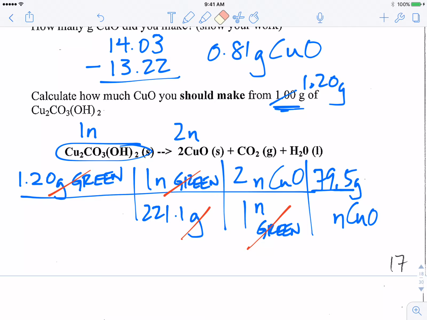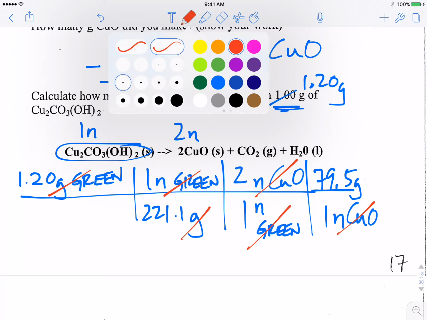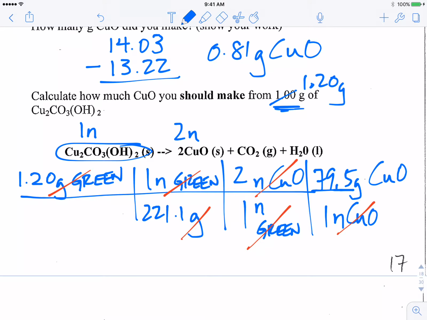Okay, I'm just going to erase this for now. So for every 1 mole, my units of copper oxide cancel out. And now I'm just left with units of grams, and I should be a little bit more explicit here. That's grams of copper oxide. Okay, so the only units I have left are grams of copper oxide, which is the units that I want. So now it's a matter of doing the math. So take 1.2 times 2 times 79.5 and then divide it by 221.1. And what we get is 0.86 grams of copper oxide.